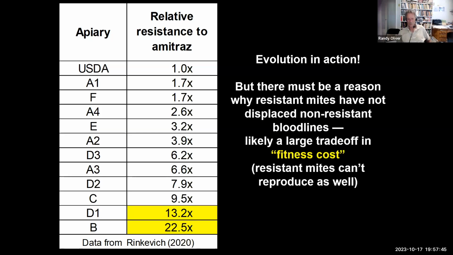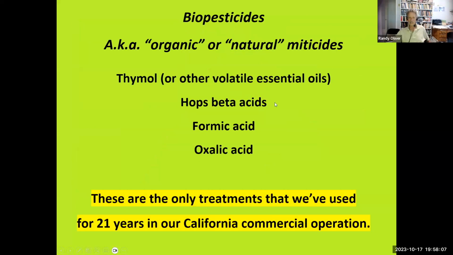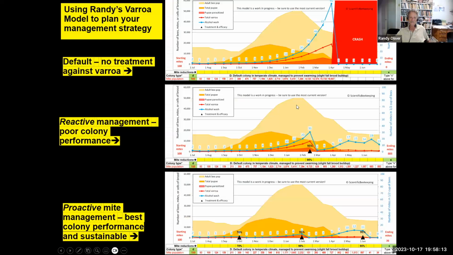So this happened with fluvalinate also, and after a few years of not using fluvalinate, the non-resistant mites quickly outcompete the resistant ones. If there were not this fitness cost, I can guarantee you these guys would outcompete the non-resistant mites in a couple of years. So it tells you that there is a cost to it. So the biopesticides are likely much more sustainable. And these, like I said, these are all that we've used. We do use HopGuard from time to time.